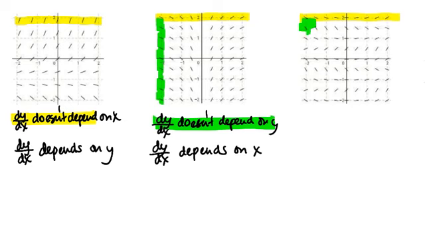Over here, I'm scanning up and down, and I'm seeing different slopes. This one's going to be where dy dx depends on both x and y. Okay, so we're going to be looking for x and y in the formula for dy dx.